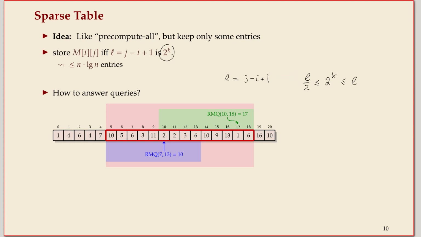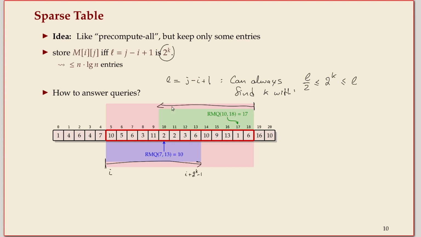So we can always, maybe I should say this also in the notes. Sorry, I can always find a k with this property. And then we'll use 2 queries. One that goes from the left end, i up to i plus 2 to the k minus 1. And the other one that ends at j, really, sorry. And it goes up to j minus 2 to the k plus 1.